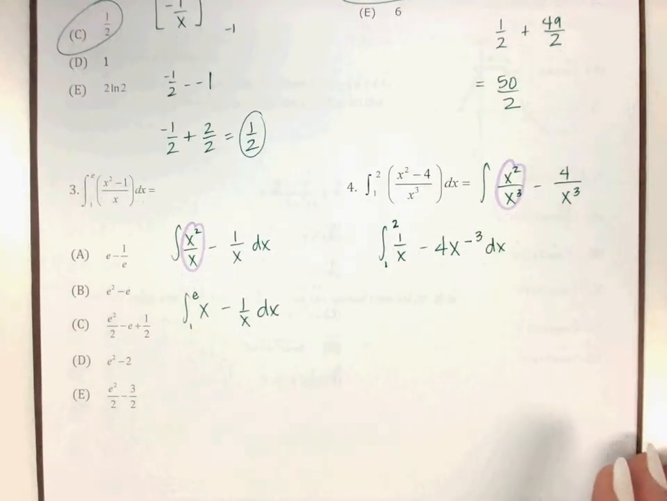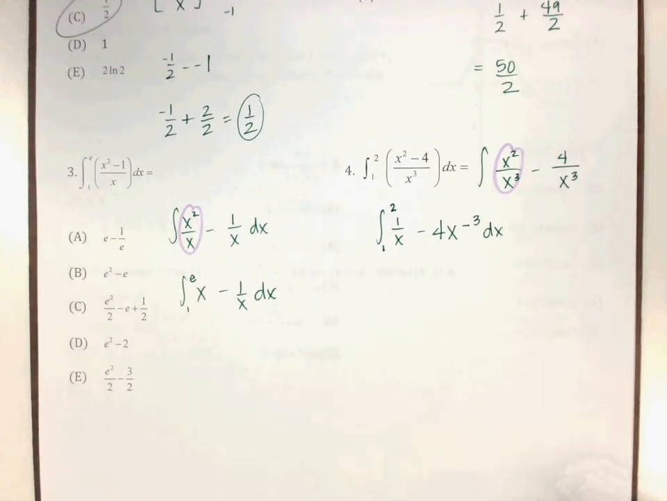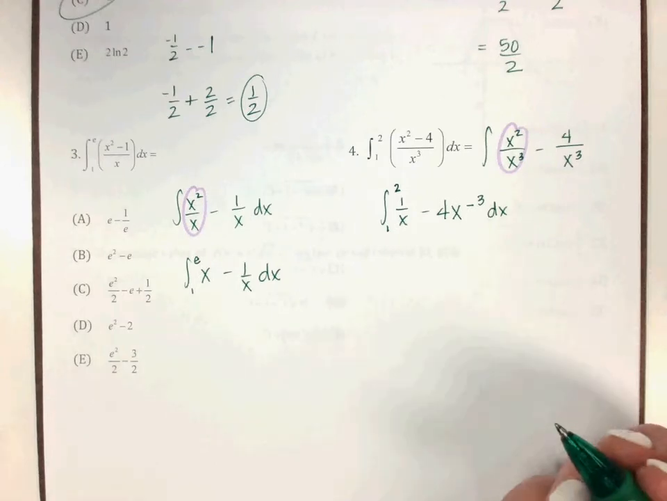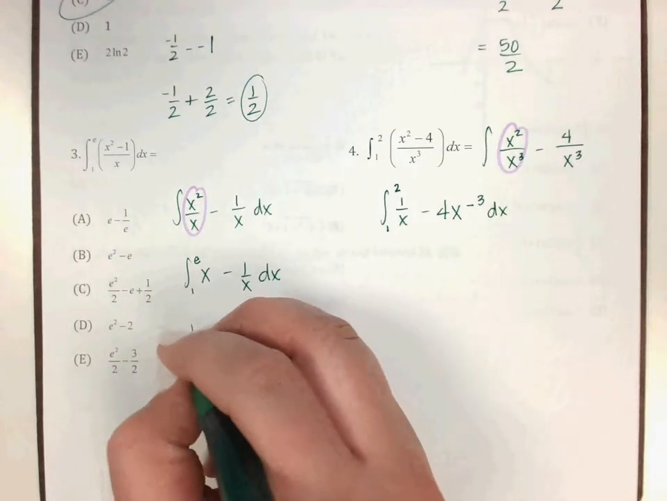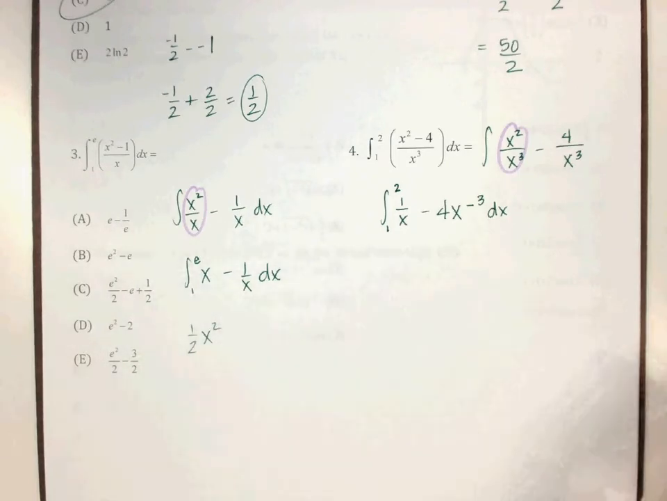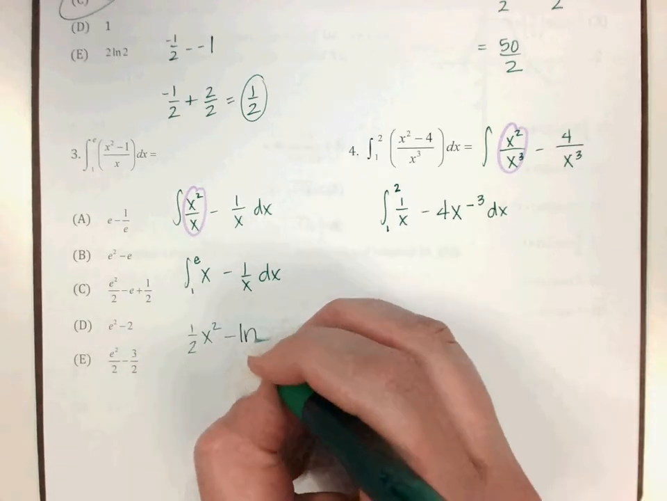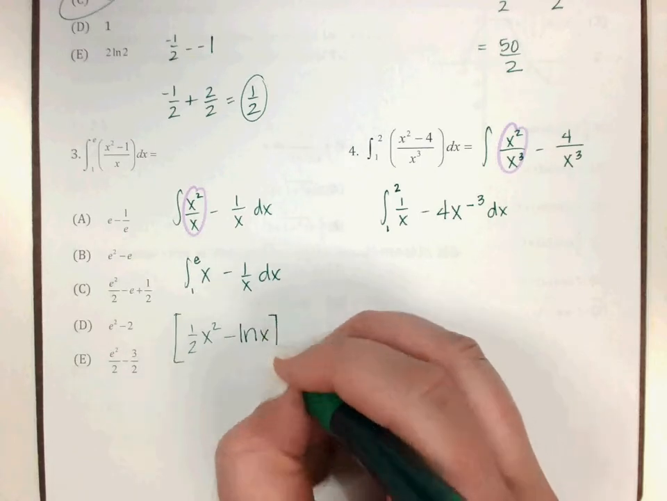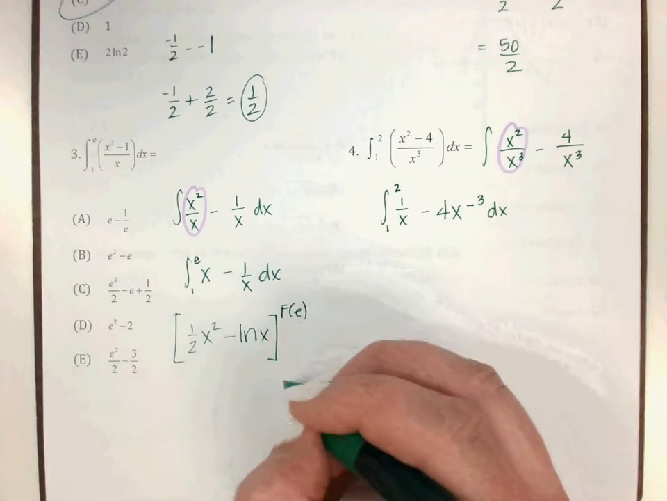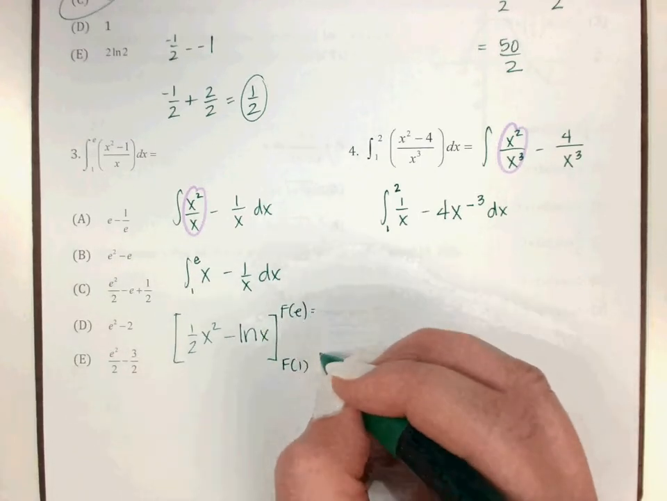Okay, number 3. Antiderivative of x, what do you get? 1/2. Derivative is 1. Antiderivative is 1/2 x squared. What about 1 over x? ln x. No plus c, because why? Yeah, I have endpoints, so I'm not worried about it. They're going to cross out anyway.